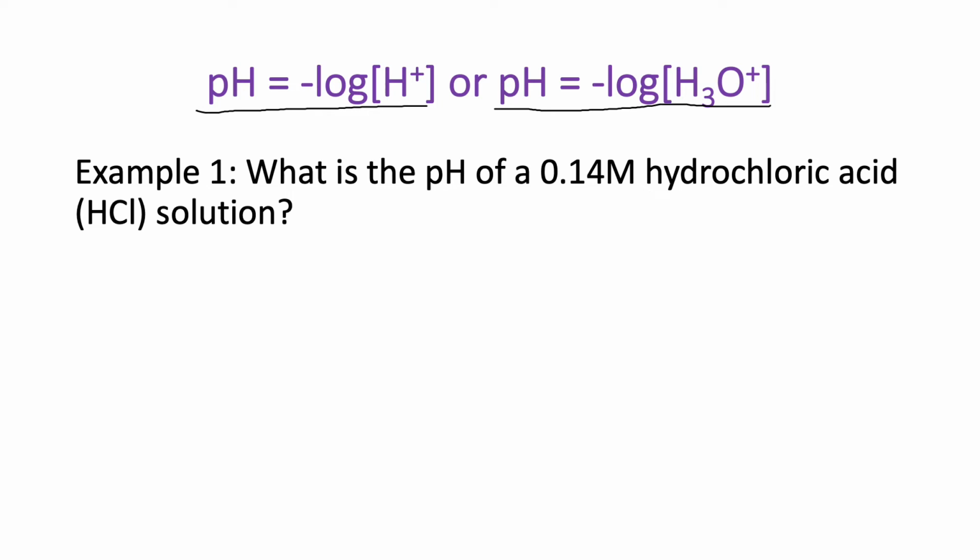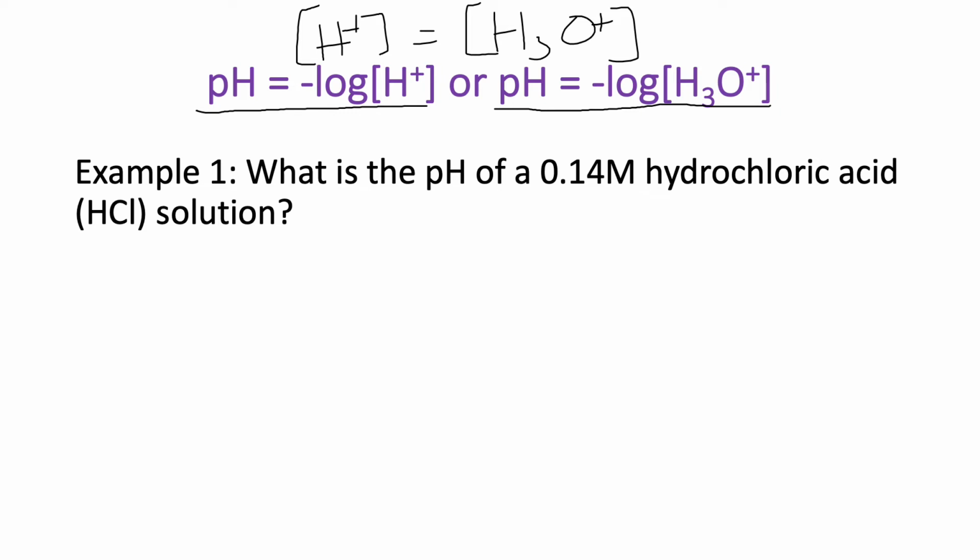So you notice we have two formulas. They're basically the same thing because H plus ions are the same as H3O plus ions. So whether you see them written as H plus or H3O plus, they're the same thing. Hydronium ion, hydrogen ions, basically the same concept.